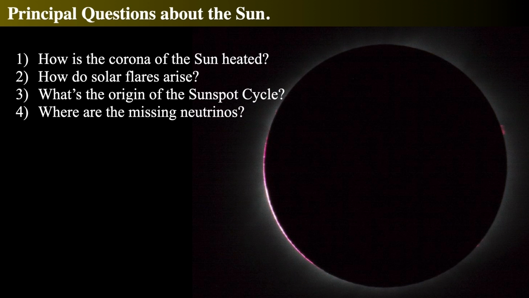And sunspots come and go on the surface of the sun. That's incredibly important to understand because that links to climatic change apparently as well. And missing neutrinos is a particle physics question. Those are some principal questions. Some of these are answered better than others, but these are some incredibly important questions about the sun.